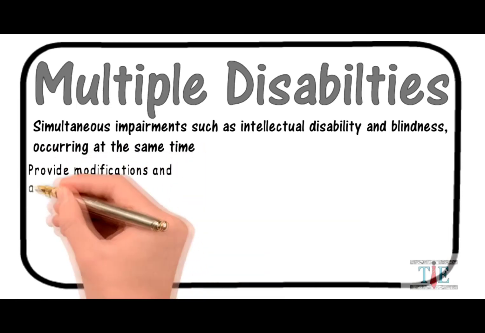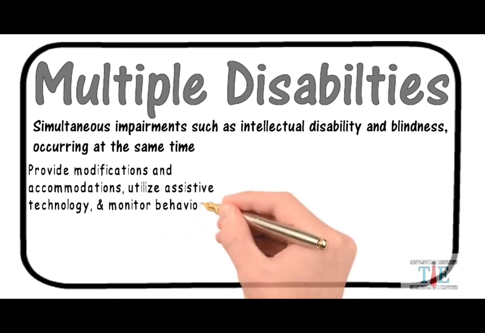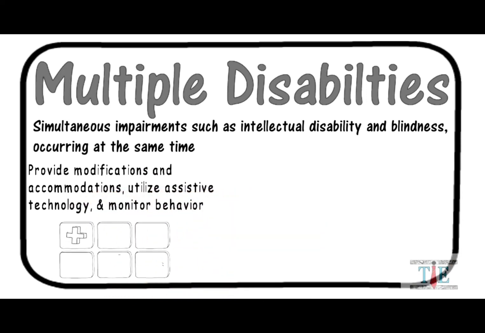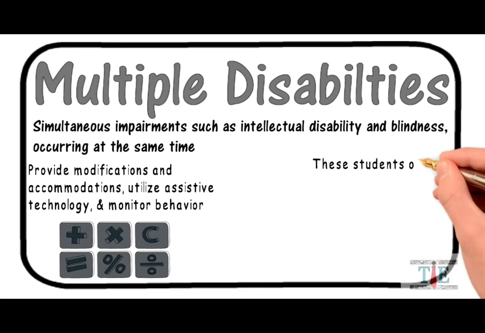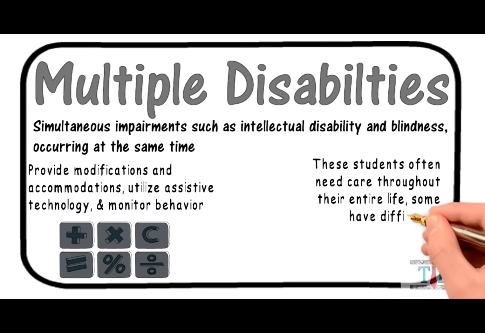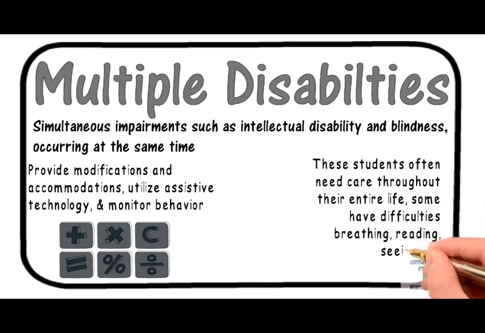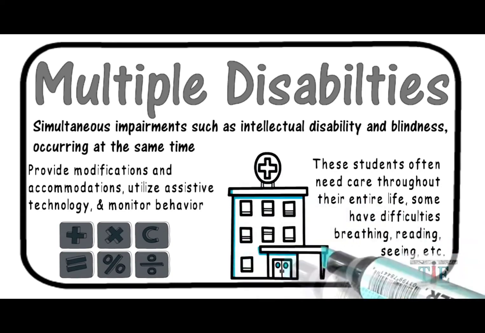Provide modifications and accommodations. Utilize assistive technology and monitor behavior. These students are going to need specific modifications and accommodations. Unfortunately, these students often need care throughout their entire life. Some have difficulties breathing, reading, seeing, etc. Many of these students receive their education at a hospital or residential school setting.